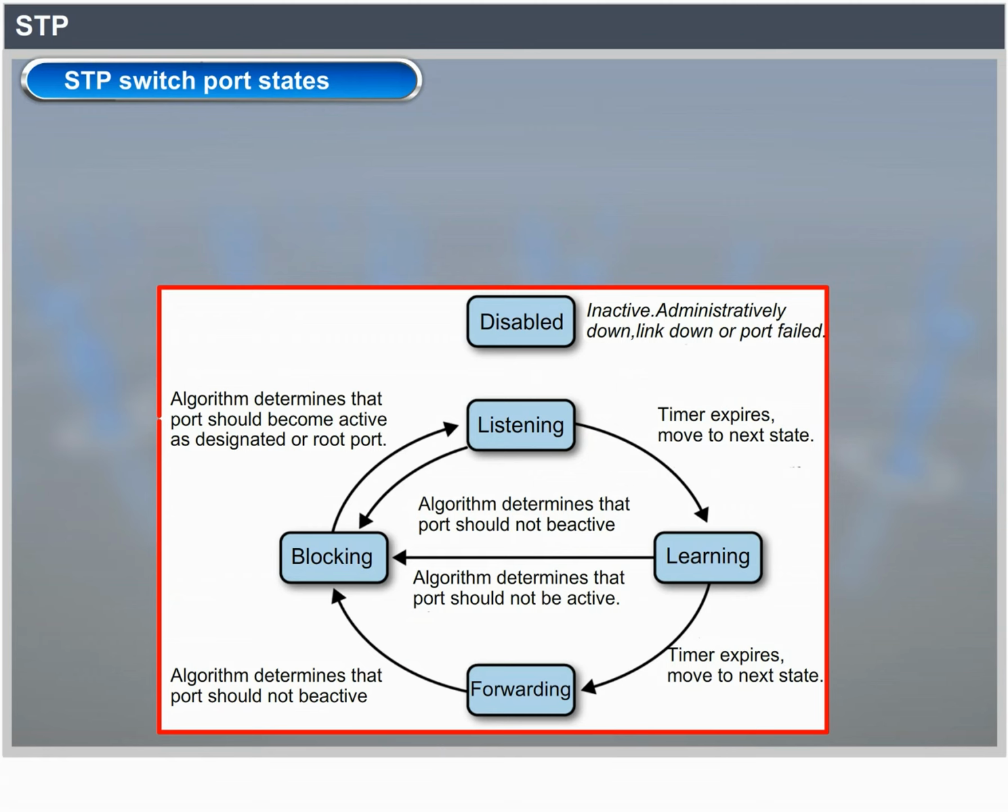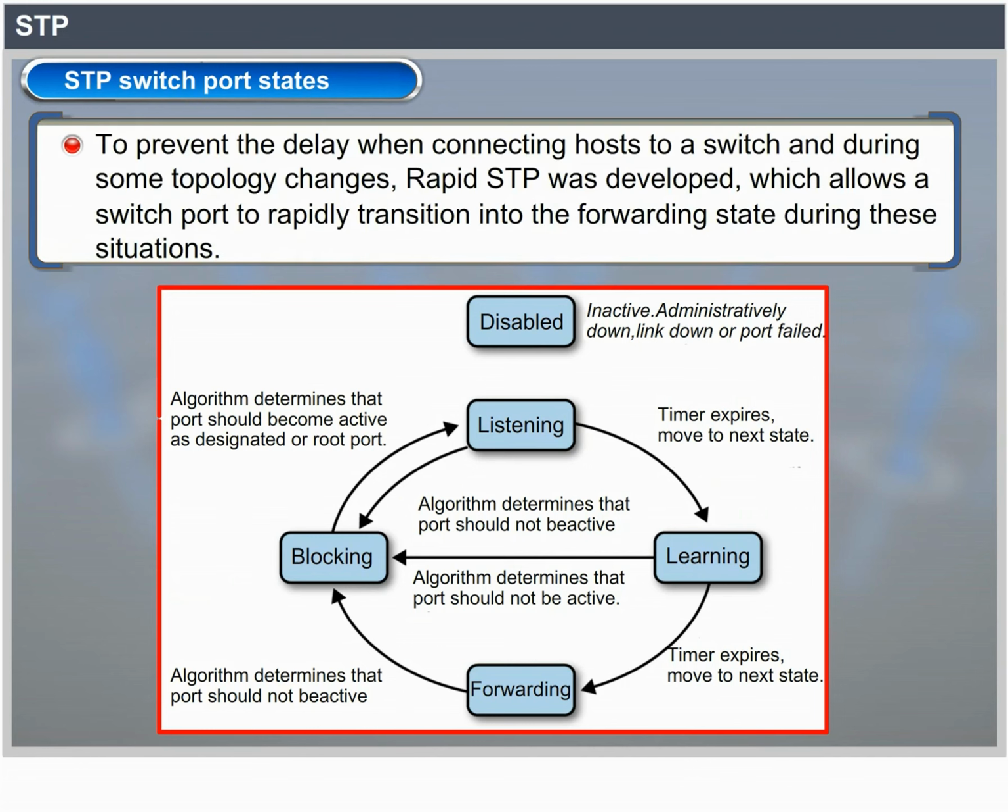Forwarding. A port receiving and sending data, normal operation. STP still monitors incoming BPDUs that would indicate it should return to a blocking state to prevent a loop. Disabled. Not strictly part of STP, a network administrator can manually disable a port. To prevent the delay when connecting hosts to a switch and during some topology changes, Rapid STP was developed, which allows a switch port to rapidly transition into the forwarding state during these situations.